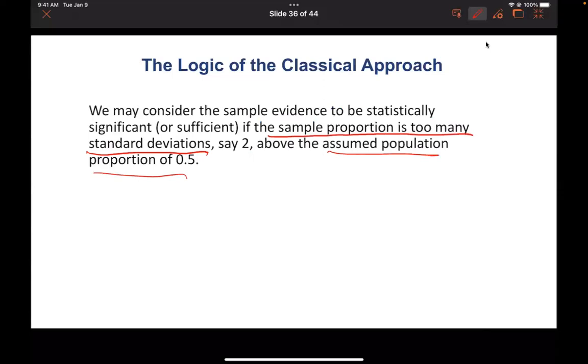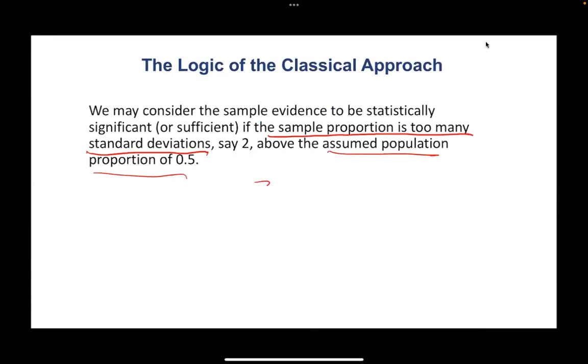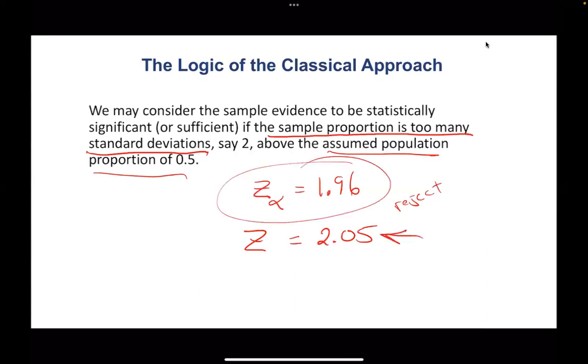If our sample is more standard deviations away from the mean, say the z-score for my alpha gave me 1.96, and then the z-score for my sample was 2.05, then we would have to reject, because this one right here is more standard deviations away than this is. So that's how we would learn to reject, if that makes any sense. So this is this approach right here.